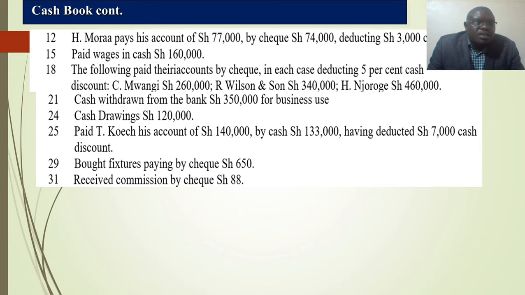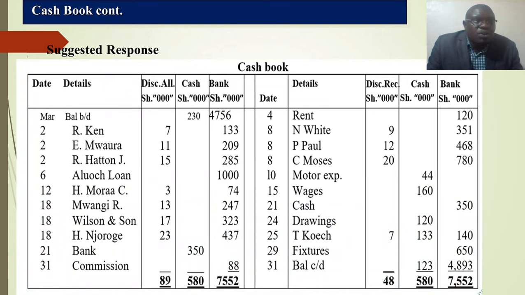On 25th, the business paid TCOH his account of 140,000 Kenya shillings by cash, 133,000 shillings, having deducted 7,000 as cash discount. On 29th, he bought fixtures by paying by check 650 shillings, and on 31st, he received commission by check of 88 shillings. So how will the three-column cash book look like?